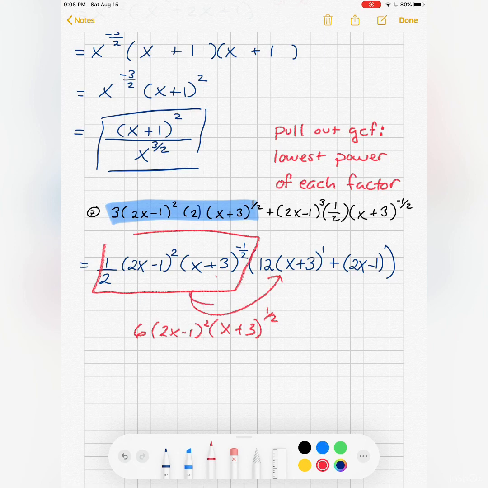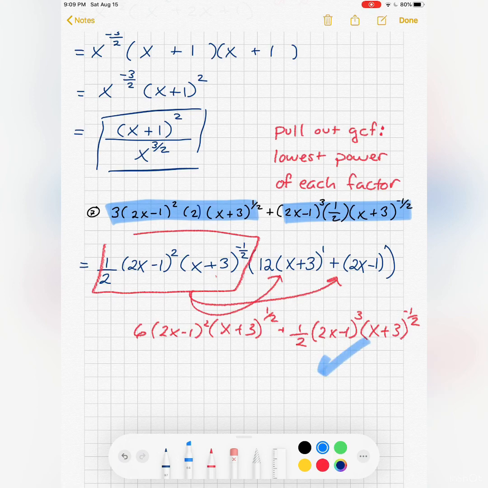Then I'm distributing to the next term. I have the half. I have 2x minus 1 squared times 2x minus 1, which is 2x minus 1 cubed. Then does that match this? Yes, it does. So that's correct.